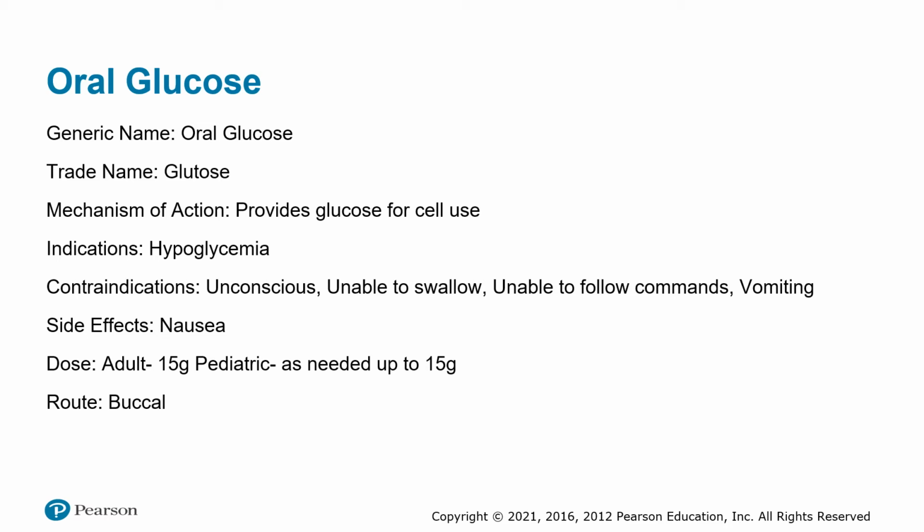Most all medications have some type of side effect of nausea, and possibly vomiting. The adult dose is 15 grams, and then the pediatric dose is as needed up to 15 grams. So we don't necessarily have to give the full 15 grams. If the patient starts to come around, hey, great. And we only gave 10 grams, that's fine. Okay. And again, this one is given buccally, or taken through the cheek, absorbed through the cheek.